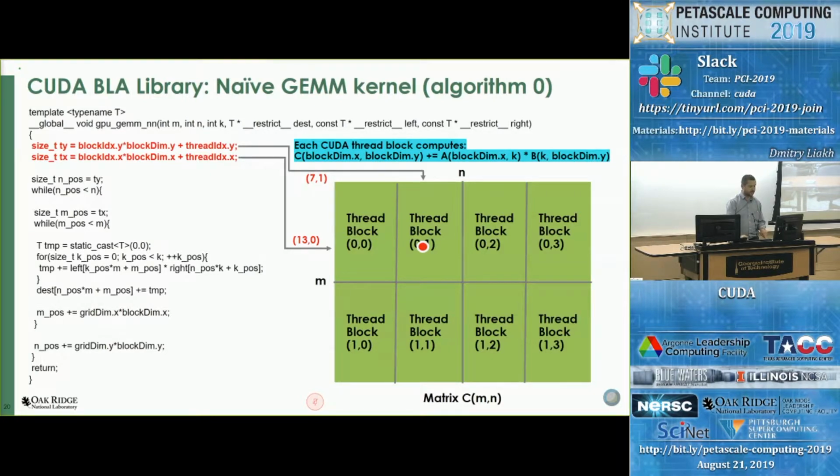And then you see that once each thread knows which element to compute, it simply loops over the k dimension and does the dot product and computes the specific element of matrix C according to the definition of matrix multiplication. So C[m][n] equals A[m][k] times B[k][n], summed over k.